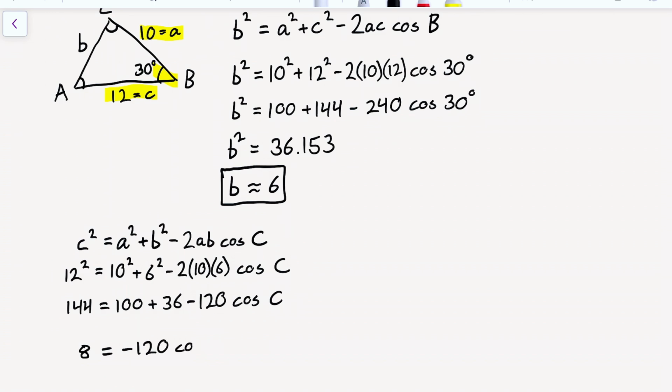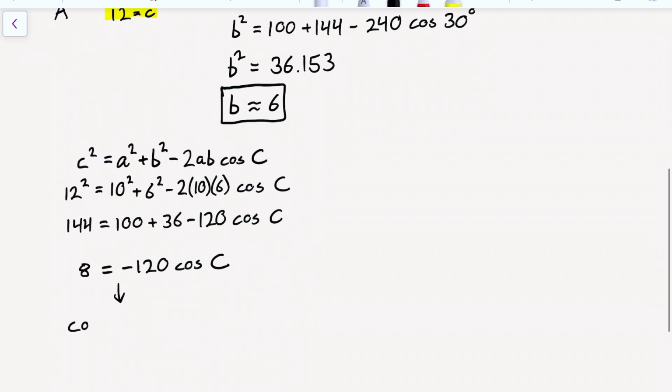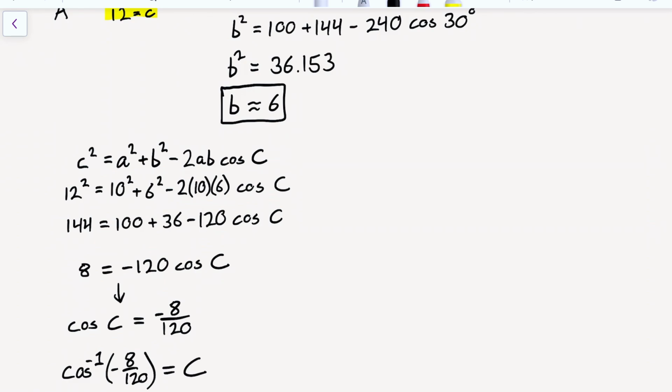I'm going to get the following equation. 8 equals negative 120 cosine of C, or dividing by negative 120, cosine of C equals negative 8 over 120. Now, how do I solve for angle C? Well, let's take an inverse cosine. If cosine of C equals negative 8 over 120, then that means the inverse cosine of negative 8 over 120 equals C. As long as we're talking about an angle C between 0 and pi, this will work.